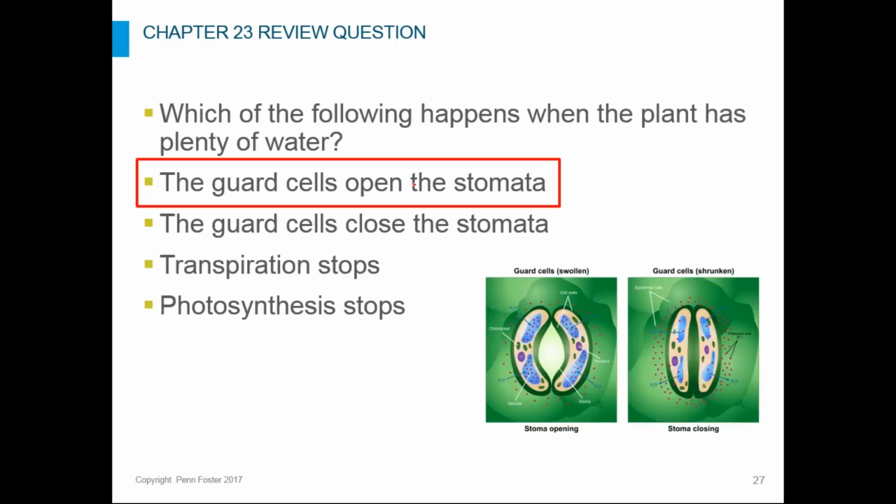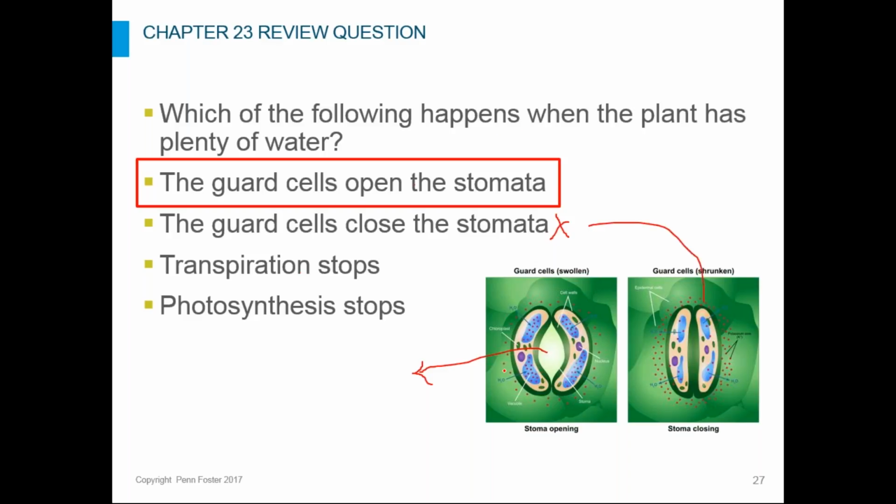When the plant has plenty of water, the guard cells open it. Again, that allows the water to leave, and that's fine because the plant's happy, it's got enough water. Again, it only closes when the plant starts wilting because it doesn't have enough water, so that's what happens here.